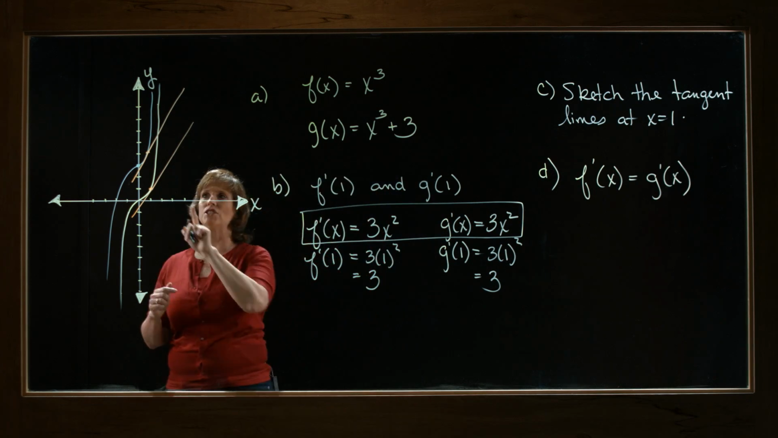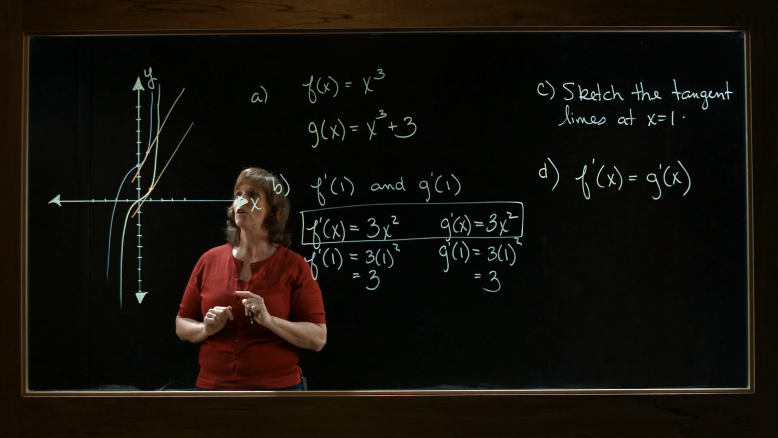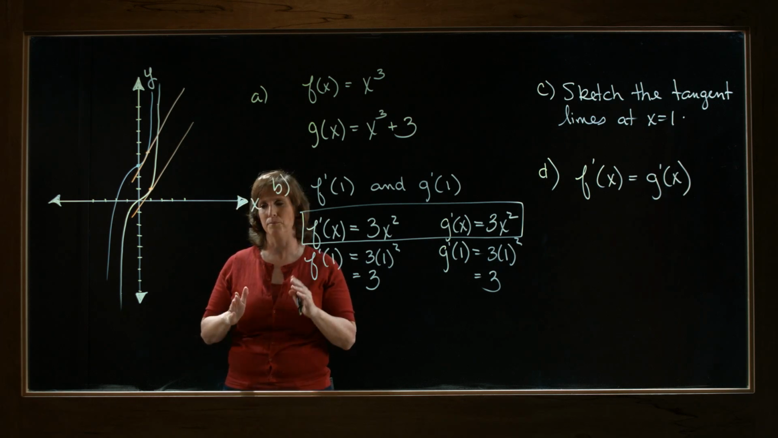So any tangent line at any point along this curve, if you look at the corresponding point on curve g, you'll have parallel lines.